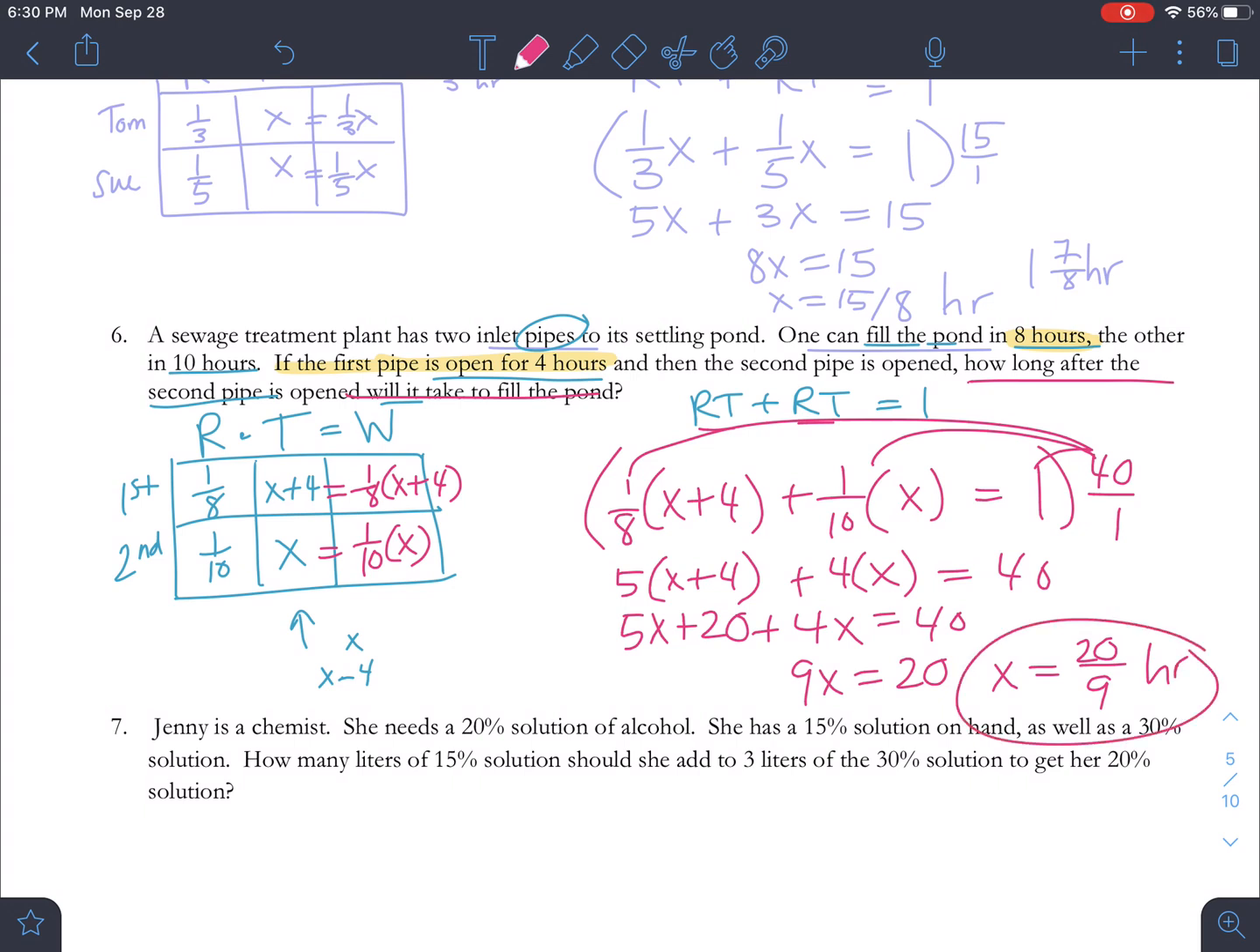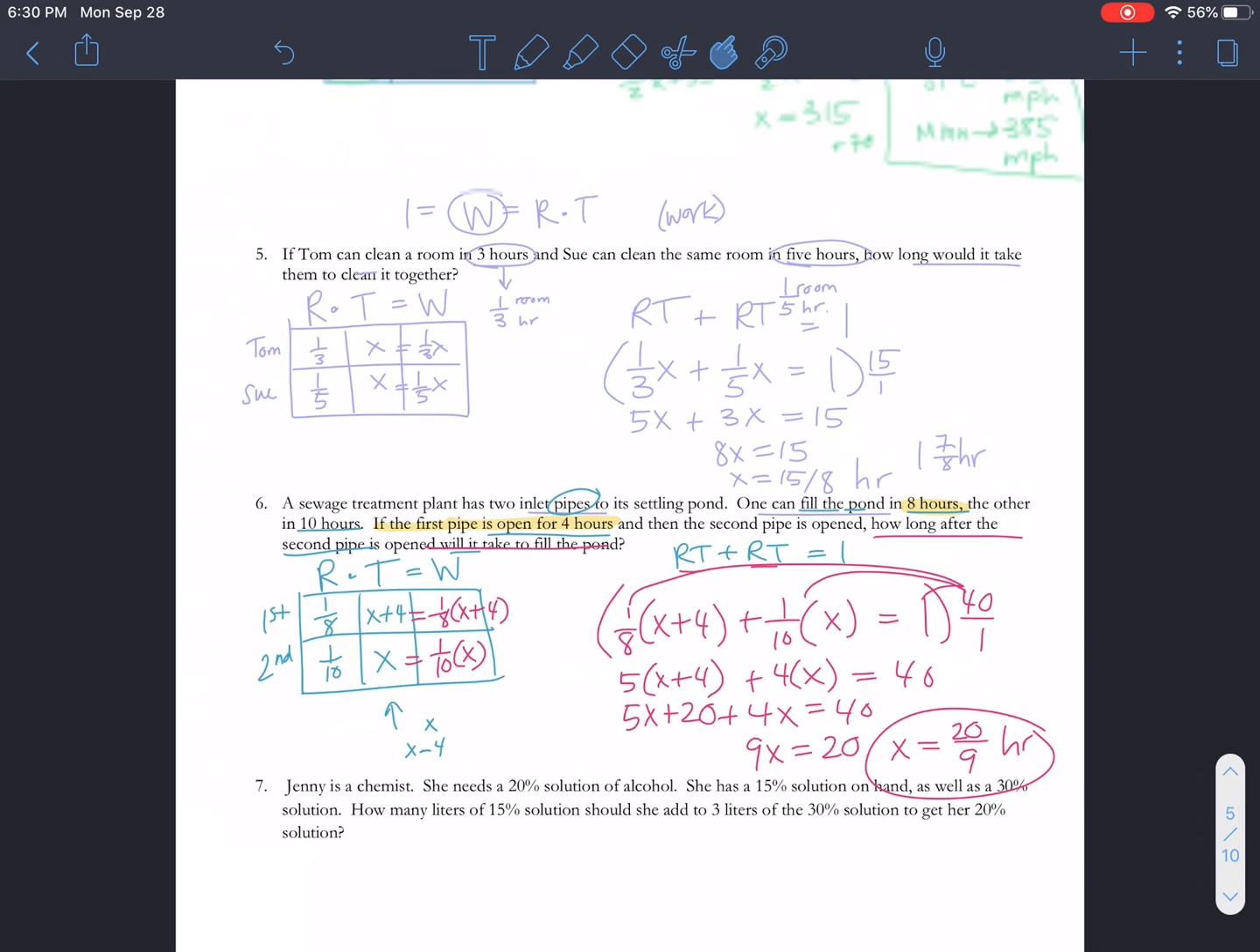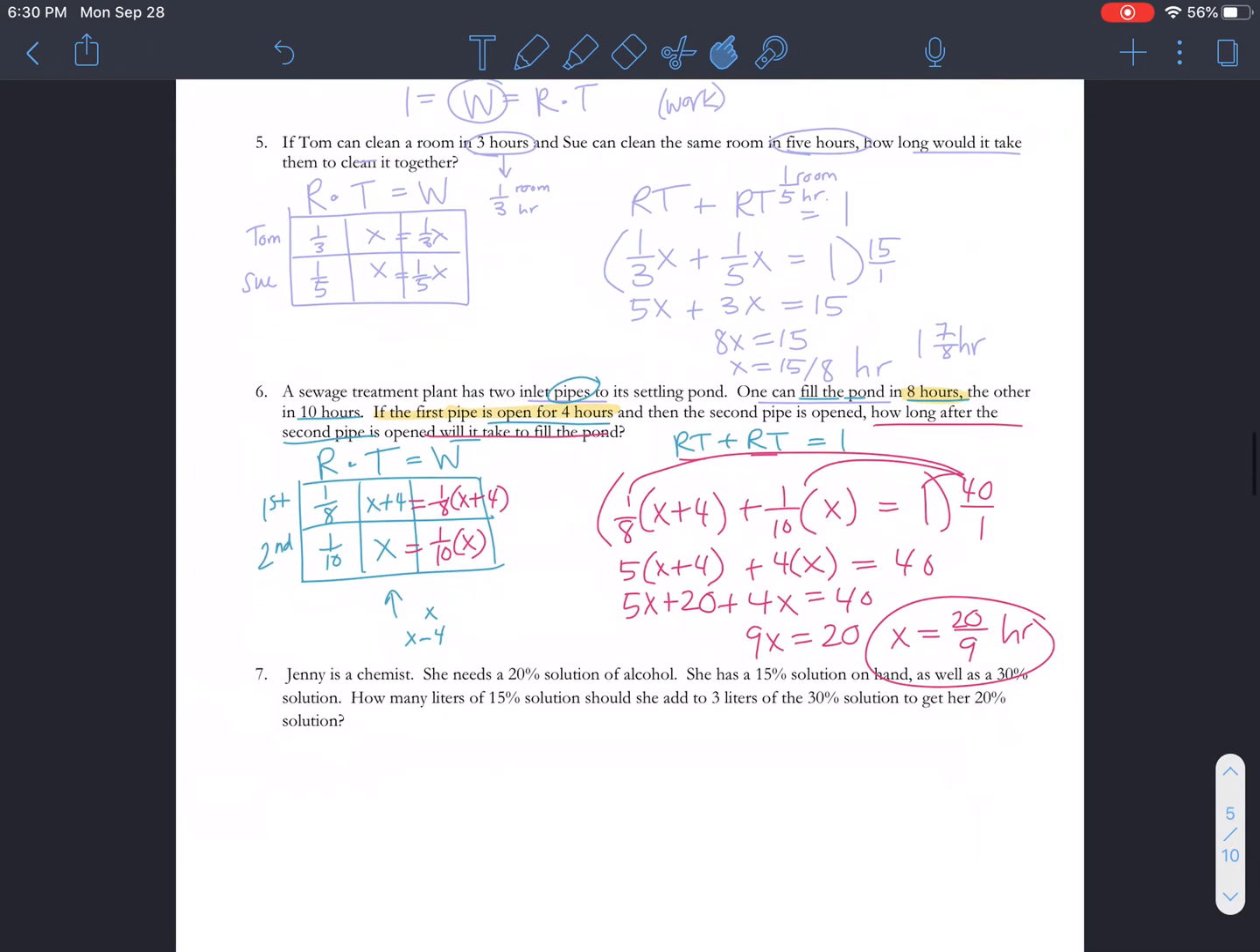Again, we're talking hours here. That is totally fine with me in terms of an answer. You could obviously also write 2 2/9 hours, that also works, but 20/9 is perfectly acceptable. So that is it for the work problems. As I mentioned, these are the 2 work problems, 5 and 6, where we're adding work together to equal 1 task. Maybe it's painting a room, maybe it's cleaning a room, maybe it's painting a house, maybe it's filling a sewage pond.